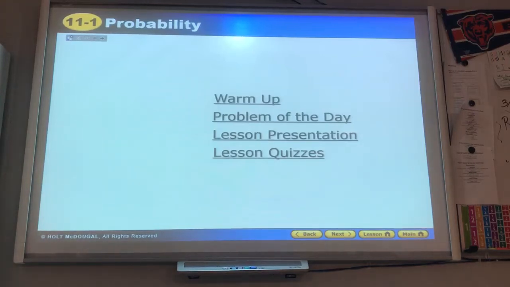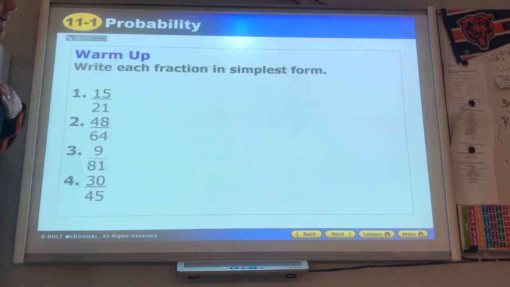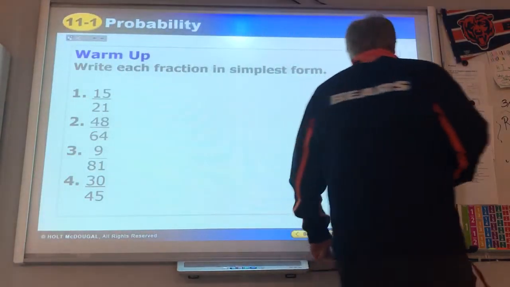Welcome 7th grade. You've been working so hard on volume and surface area of prisms. This will be a little bit of a break. Now, simplest form. Hopefully you remember how to do that.